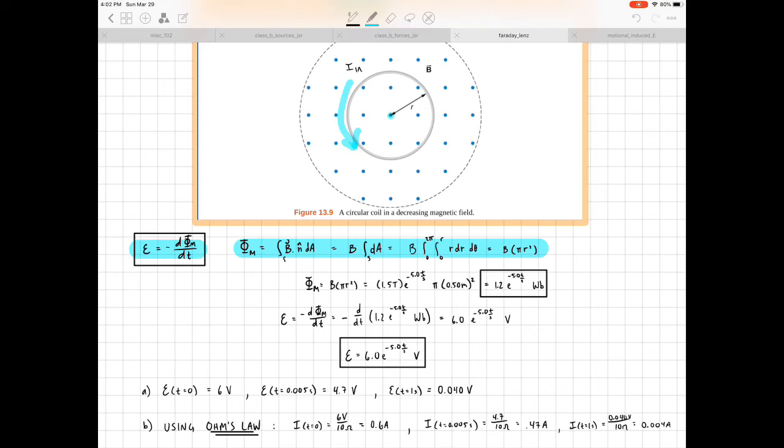Well, B is constant, at least it's uniform spatially. It's changing with time, but spatially it's uniform. It's the same value everywhere inside the loop. And so then dA is just the integral of r dθ, where we're basically going to end up with πr², the area of a circle. All right, so that's what we've got at the end.